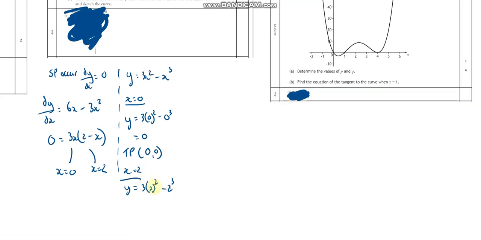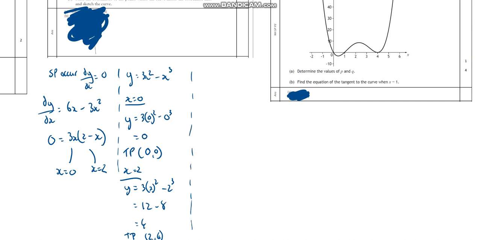So that's going to give me 4, is going to give 12. Take away 8. That's going to give me 4. I've got another turning point at (2, 4). So that's me got my 2 turning points. Fantastic.